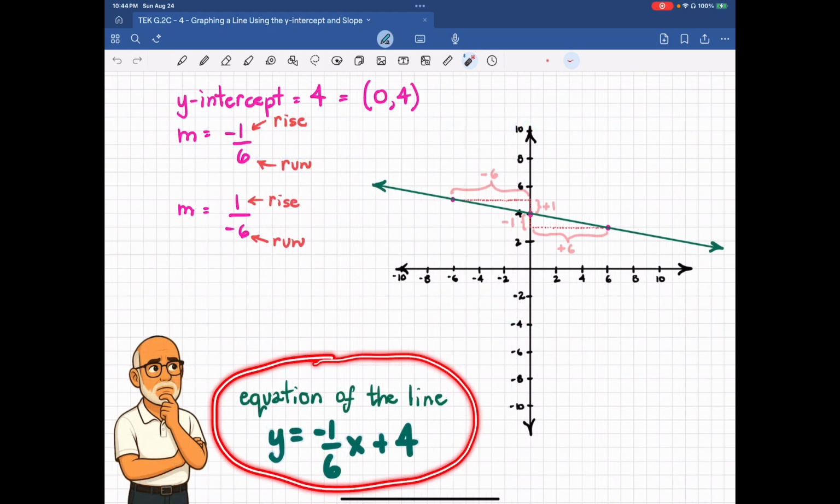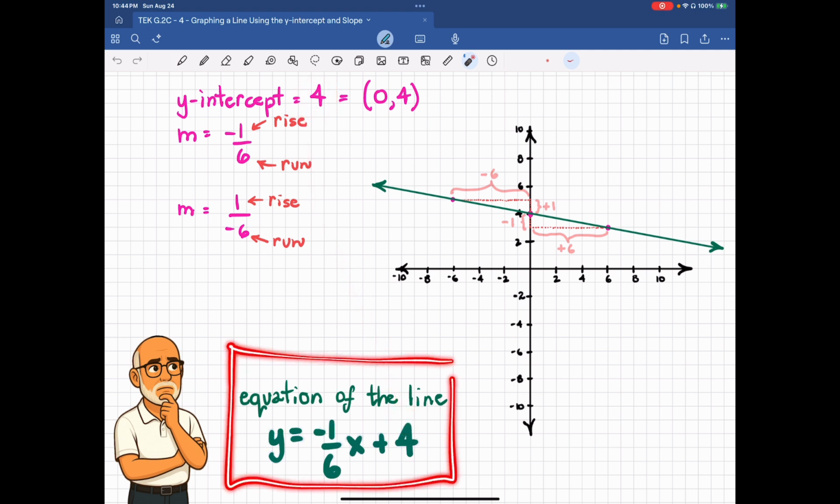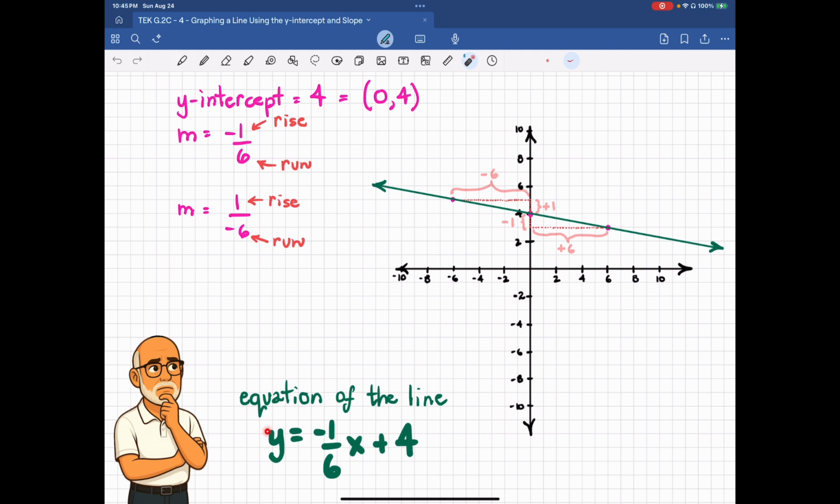Now I want us to find the equation of the line, and we're going to put it in slope-intercept form. I know that my slope is a negative 1/6. So that's my m. I know that my y-intercept is a positive 4. So that is my b. If I put both of these pieces of data in the equation, I get what we call the slope-intercept form of a line. So this right here, y equals negative 1/6 x plus 4, is the equation of this line.